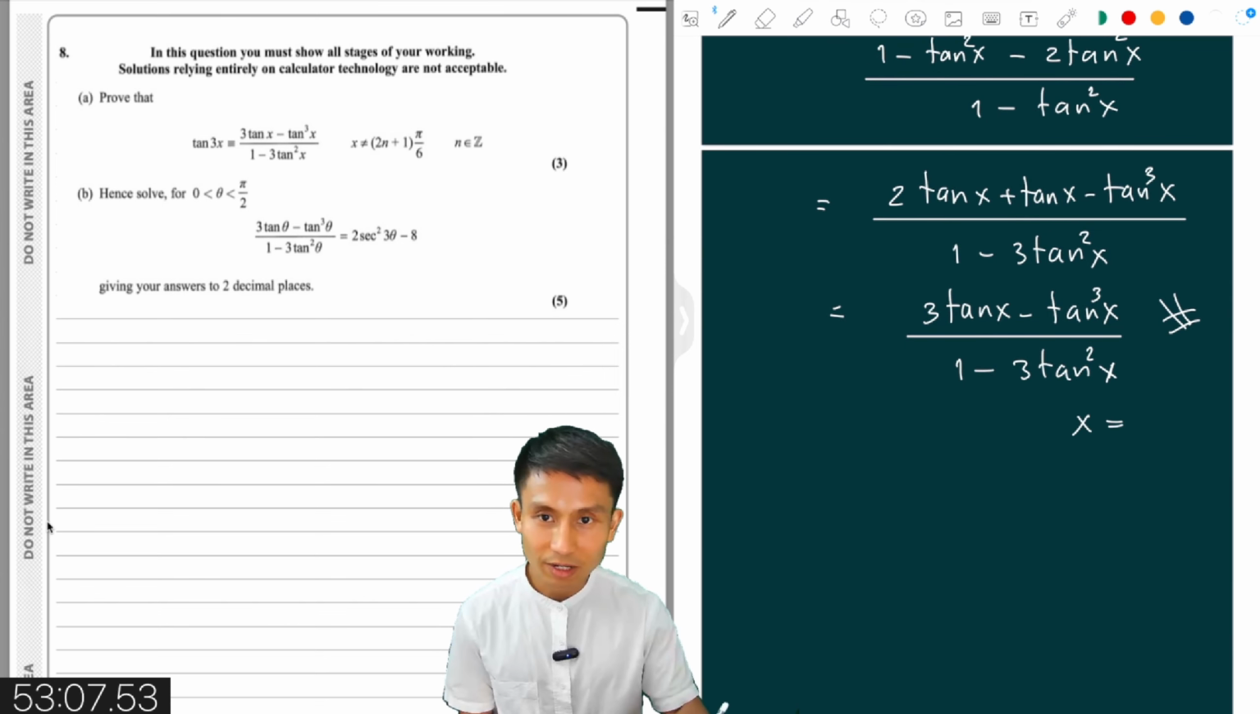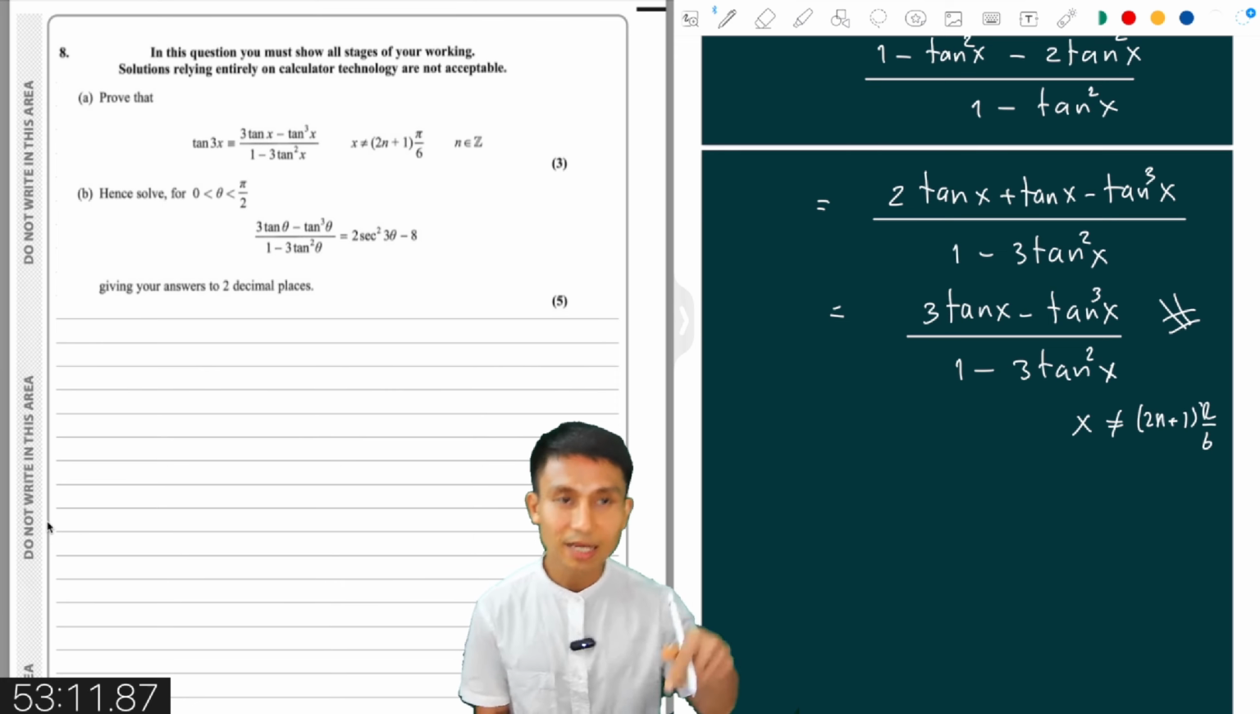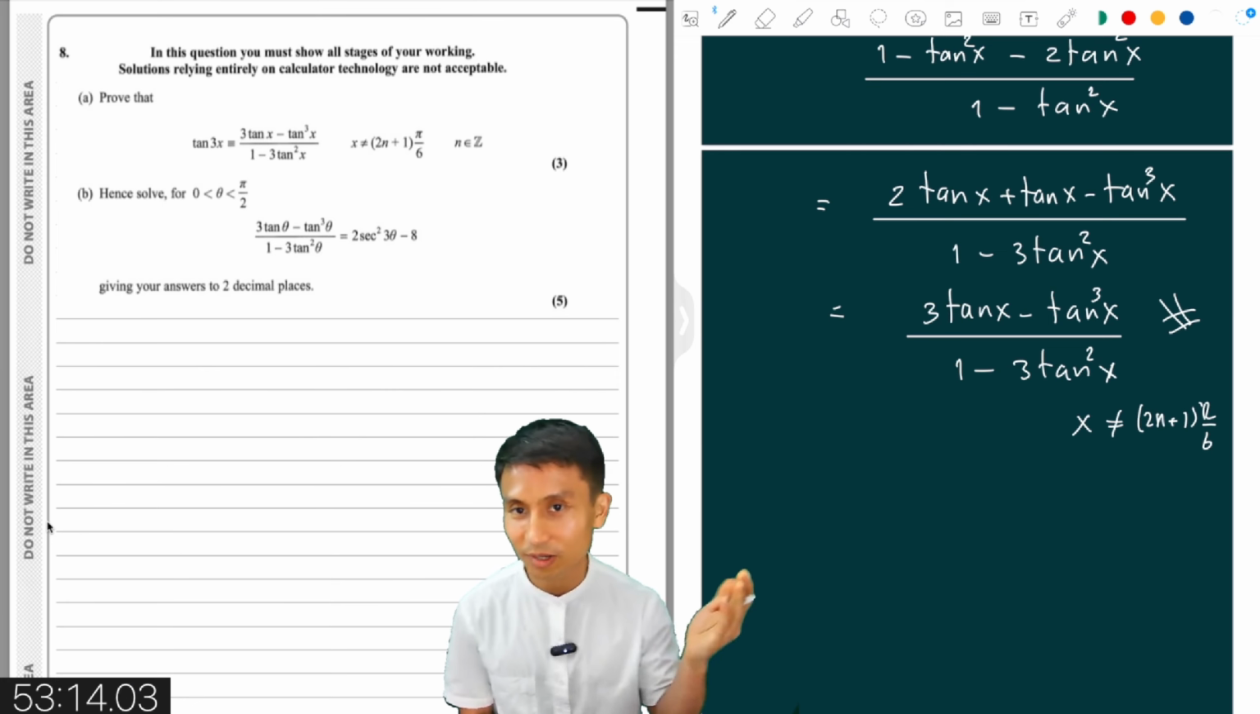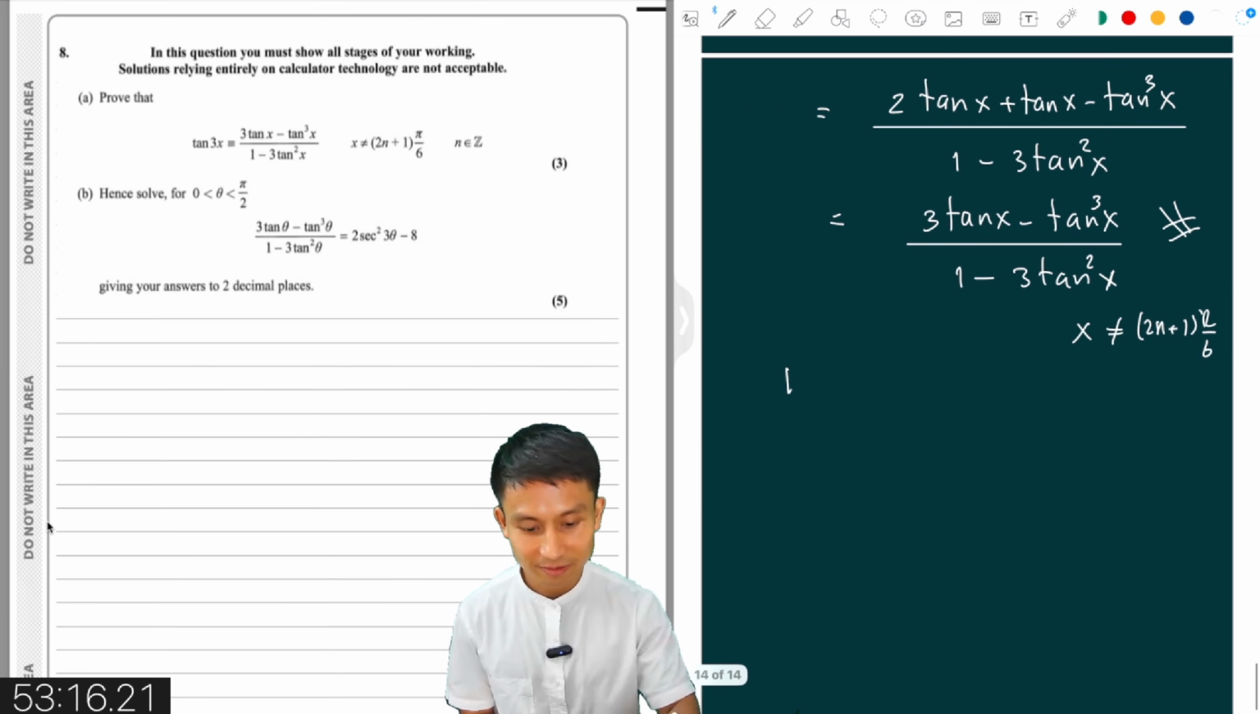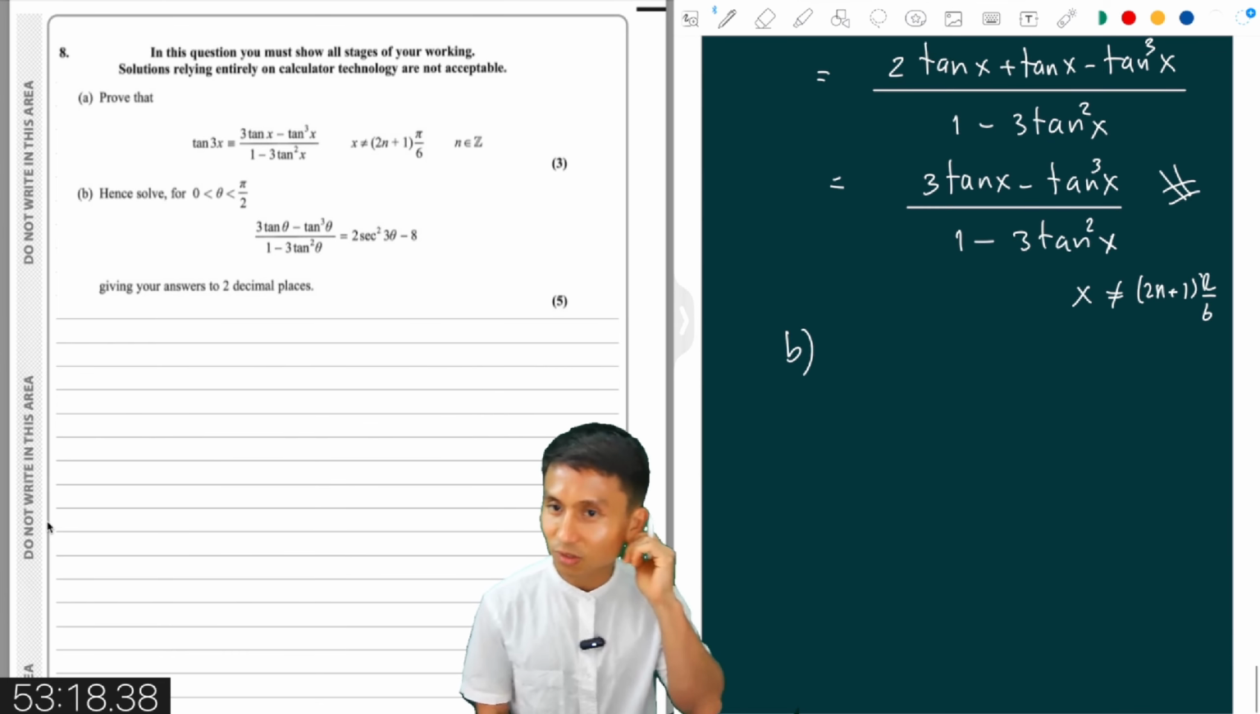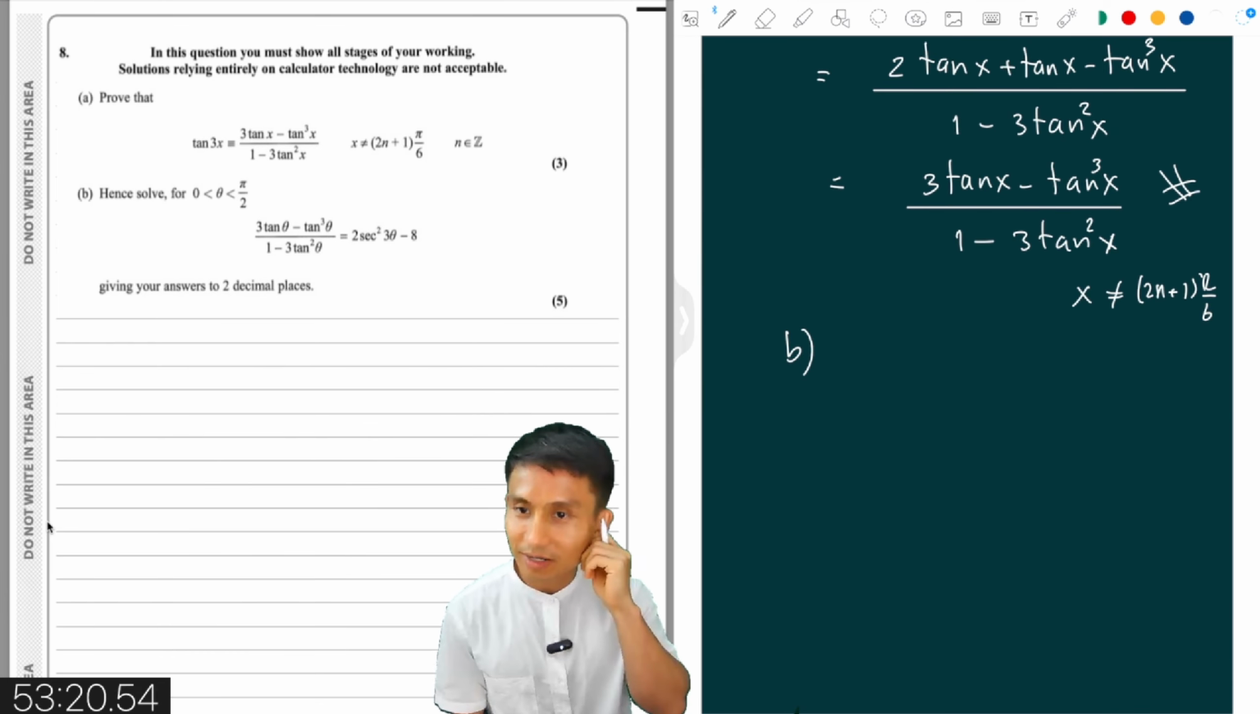And yeah, of course, we can write x not equal to (n plus 1) pi over 6. That is just saying that the bottom bit cannot go to 0, basically. All right? Just keep with the flow there. Hence, solve for that, for part B.